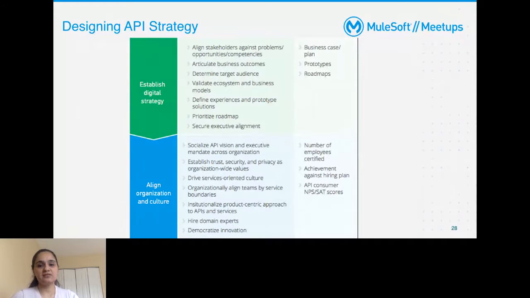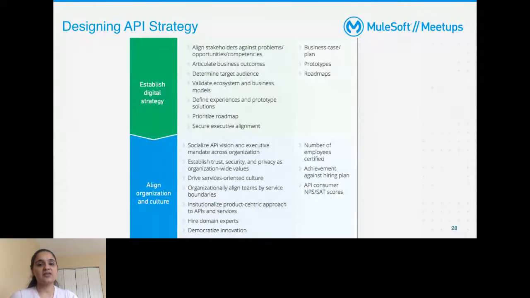Validate the ecosystems and the business models. You should make sure that ecosystems are validated, and business models are in place. Defining the experiences and prototype solutions: you should define the consumer experiences that you want to achieve through the digital strategy, and you should have a prototype in place for how you are going to achieve those consumer experiences. Next is prioritizing the roadmap. You should have a clear roadmap.